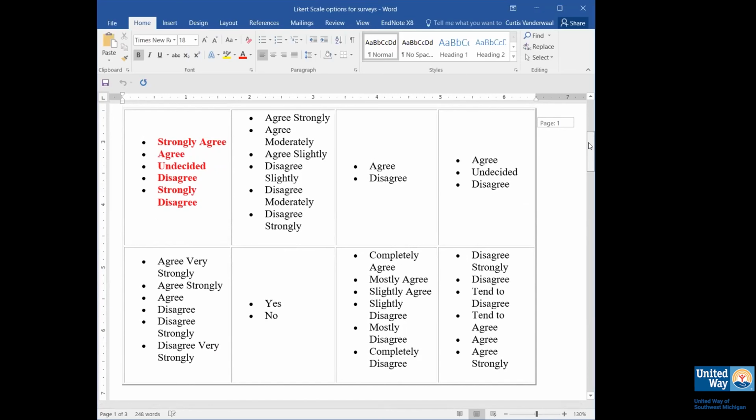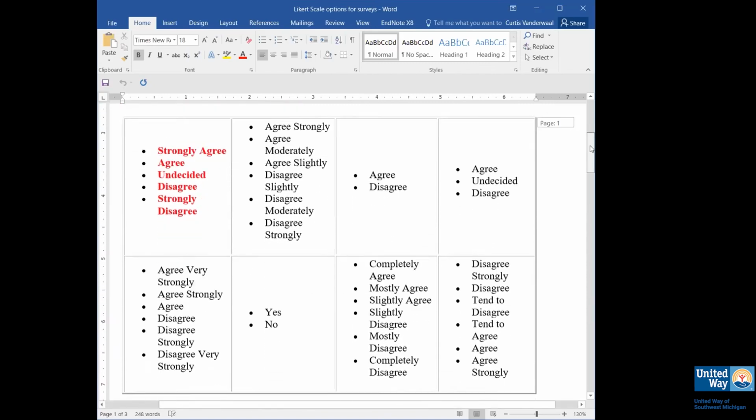So the distance, I don't know if this makes sense, but the distance between strongly agree and agree is kind of the same as the difference between disagree and strongly disagree. So that you can measure things and still have them make sense statistically. So that has to do with agreement.